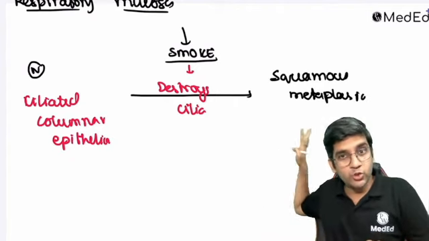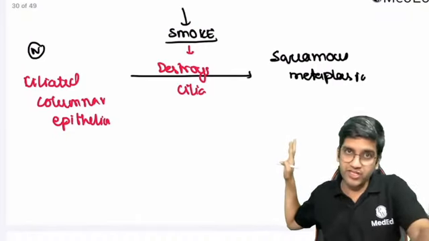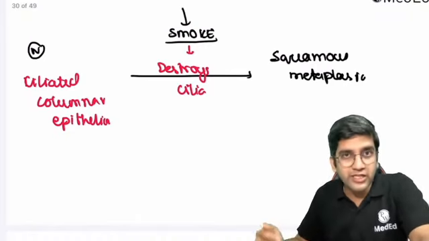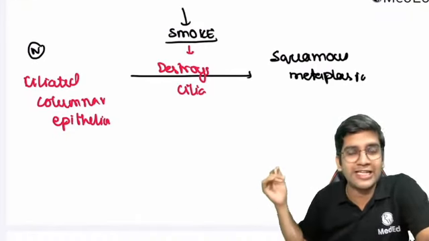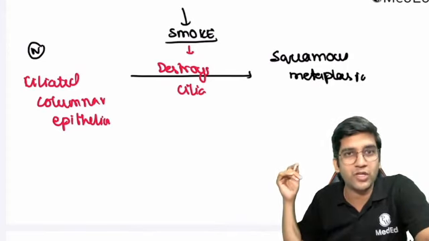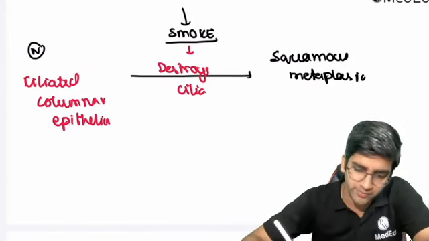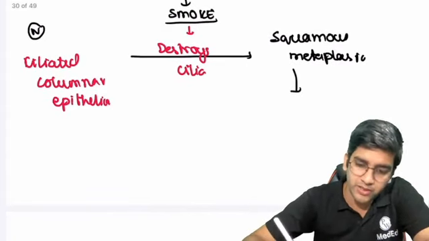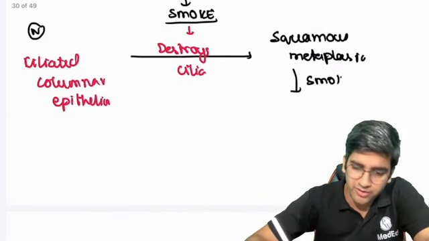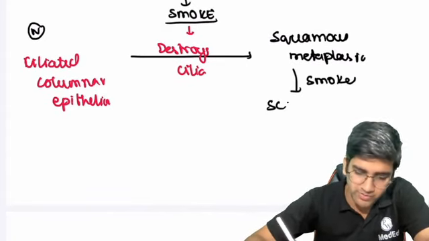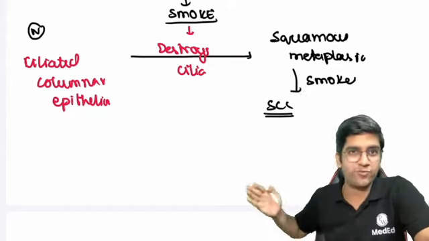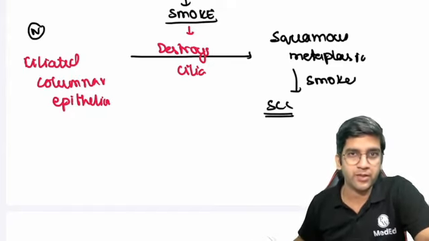If a person continues to smoke, the metaplasia is reversible. If the person continues to smoke, is there a possibility that it can become cancer? If so, what cancer? Squamous cell carcinoma, right? If the person is not going to stop smoking, still smokes forever, it will become squamous cell carcinoma. I'm writing SCC for squamous cell carcinoma.